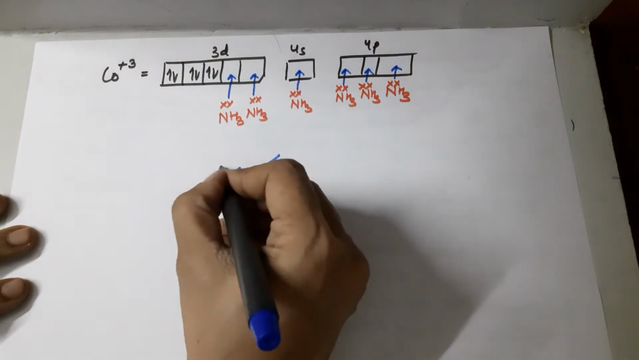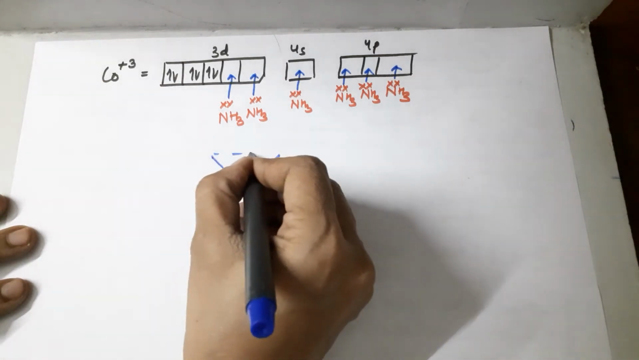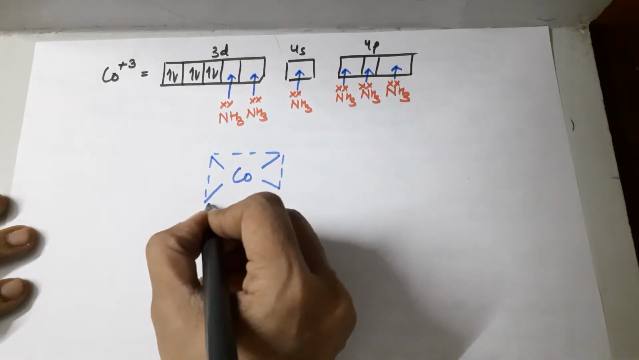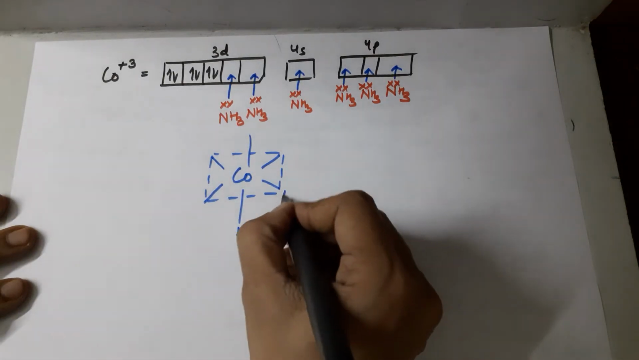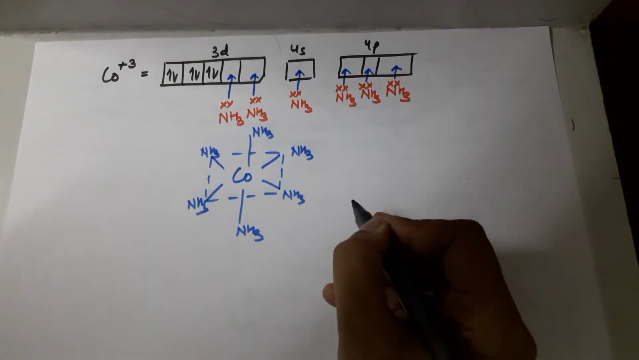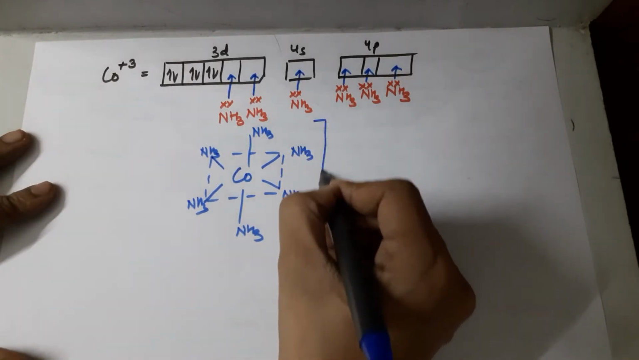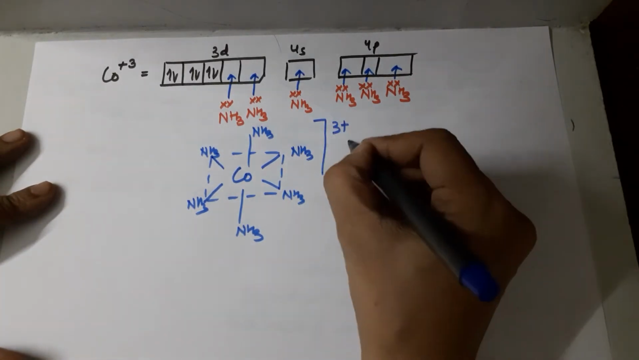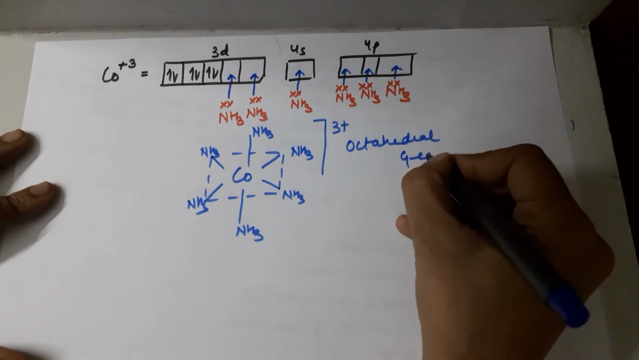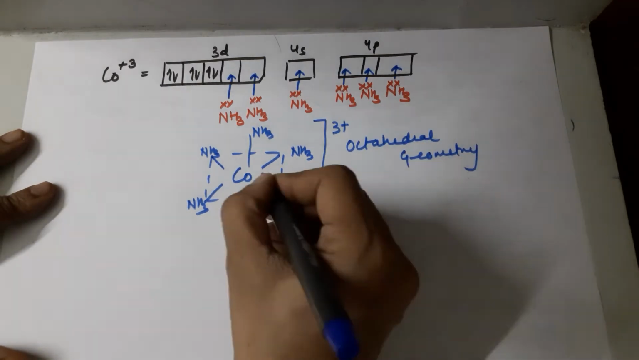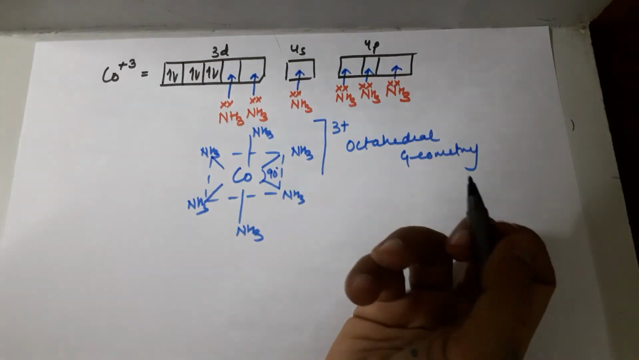Cobalt 1, 2, 3, 4. I am drawing the octahedral for you. You will write 6 ammonia molecules, but there is a charge, which can be written like this to illustrate the octahedral geometry. All angles would be 90 degrees. Moving on to the next example.